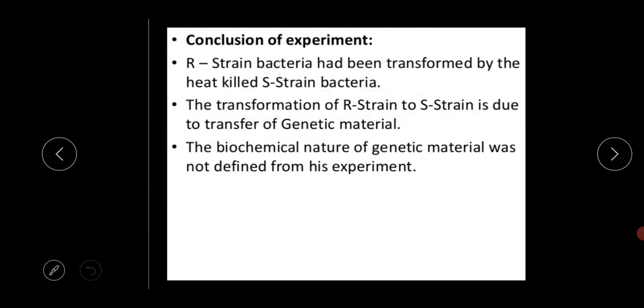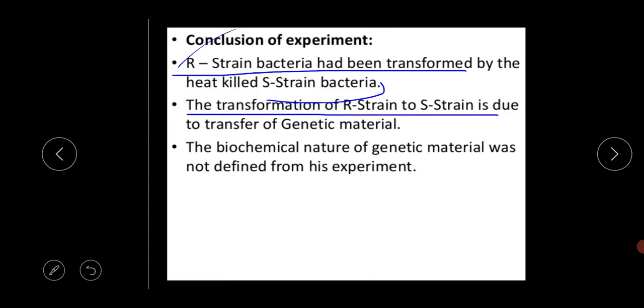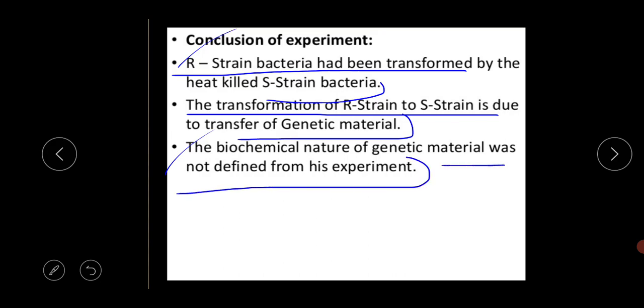Next thing is, what is the conclusion of the experiment? Because the observation part is already done. But what is the conclusion of the experiment? That R strain bacteria had been transformed by the heat-killed S strain bacteria. The next conclusion is that the transformation of the R strain to S strain is due to transfer of the genetic material. And the last conclusion is that the biochemical nature of the genetic material was not defined from his experiment.